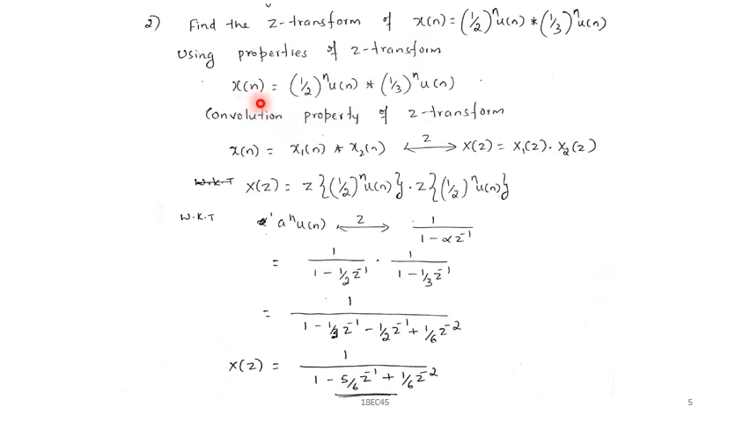So I'll write the input signal, that is x of n is equal to 1 by 2 to the power n u of n convolved with 1 by 3 to the power n u of n. The convolution property of z transform is given by x1 of n convolved with x2 of n, its z transform is X1 of z into X2 of z, and that is convolution in the time domain is equal to multiplication in the frequency domain.